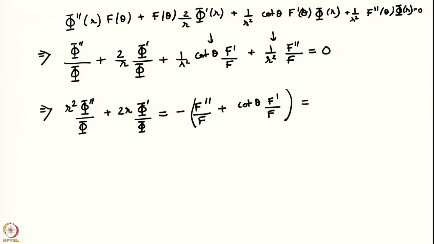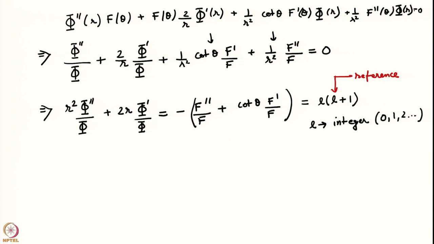We are going to set a particular form of the constant. In order to understand why that particular form has been chosen, I will give you a reference at the end of this video, and you can go through that reference and understand better why we are choosing the separation constant to be of that form. So I will choose the separation constant to be of a very specific form, L into L plus 1. So this is a constant and L is an integer. We will take it to be a positive integer, 0, 1, 2, 3, 4 and so on.